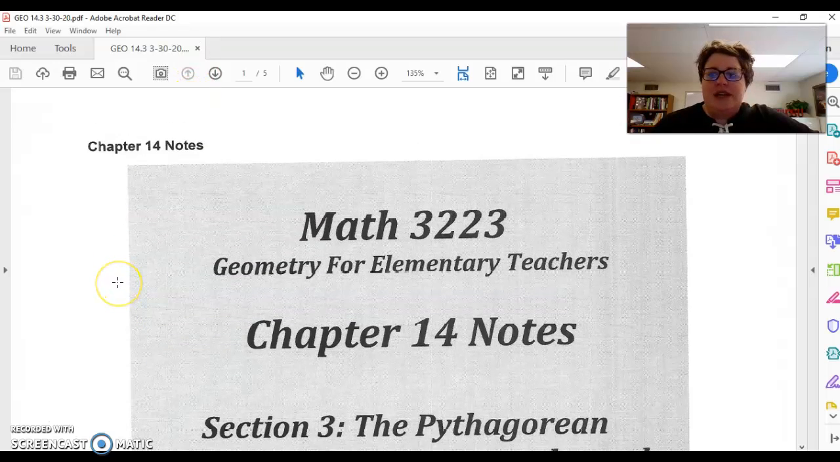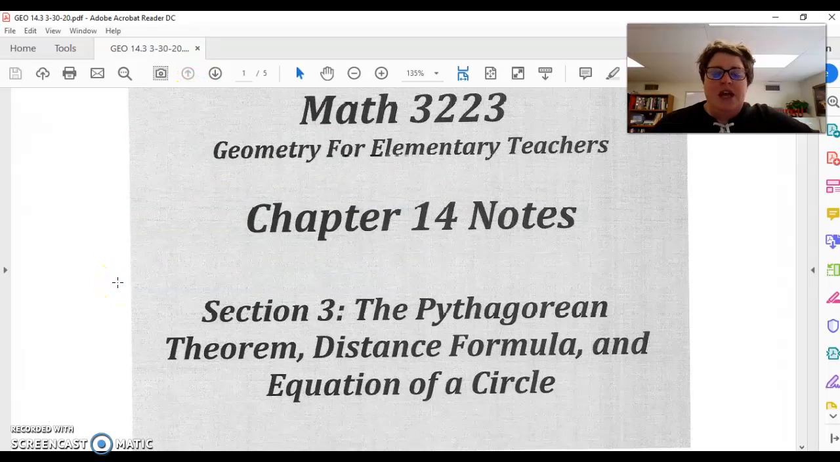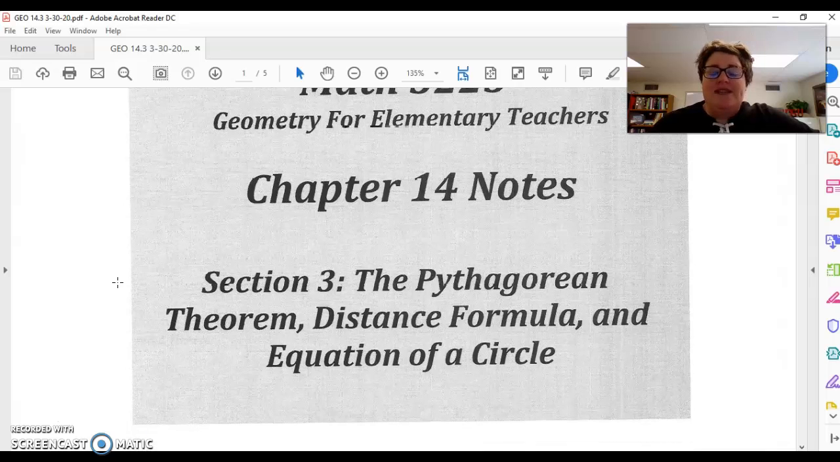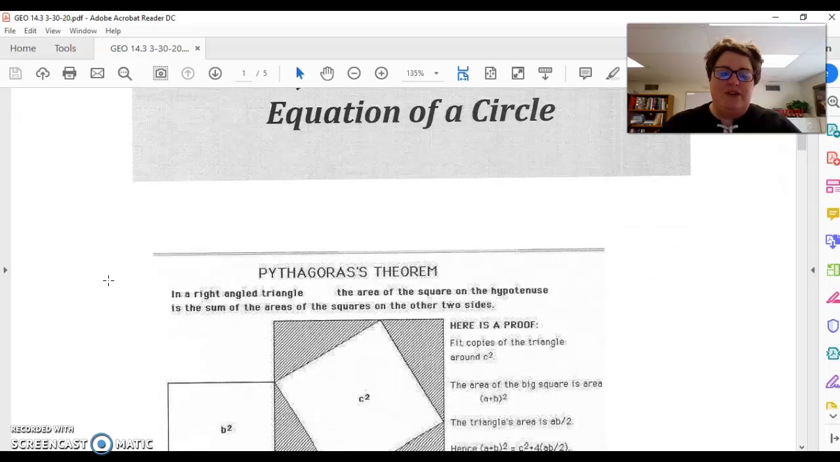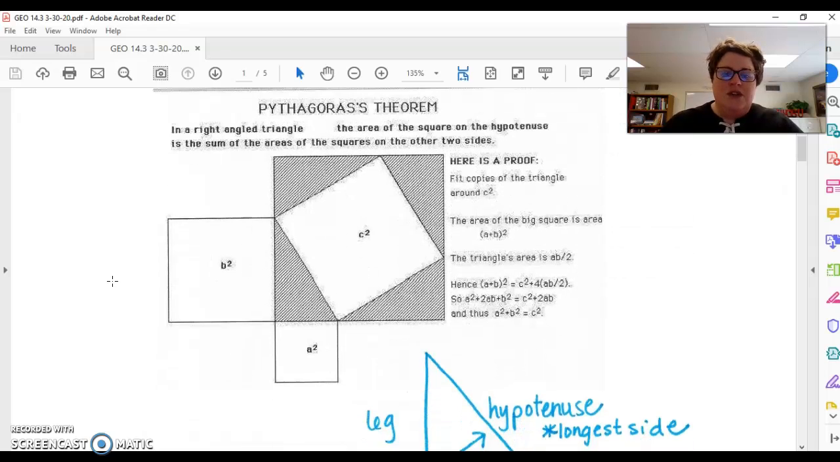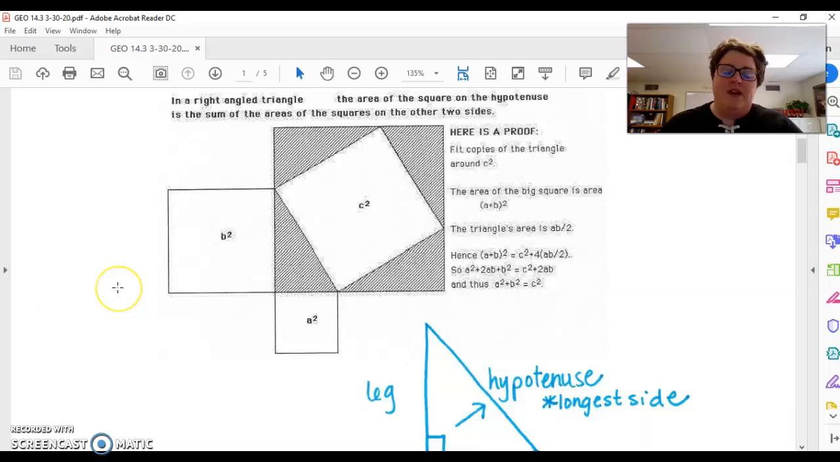Okay, so as we jump into chapter 14.3, it's talking about the Pythagorean theorem, the distance formula, and the equation of a circle. Now, in college algebra, you covered the distance formula and the equation of a circle, or you should have, so I am not going to redo those. But we are going to cover the Pythagorean theorem, which you've already kind of looked at when we did the trigonometry. So it should be a refresher. You can kind of see the proof here and where it's coming from.